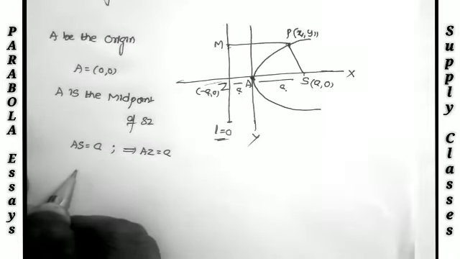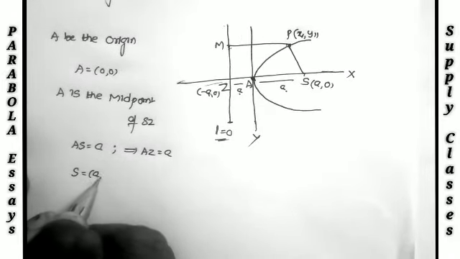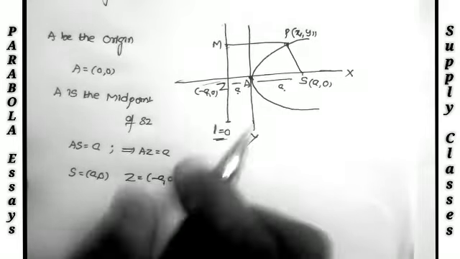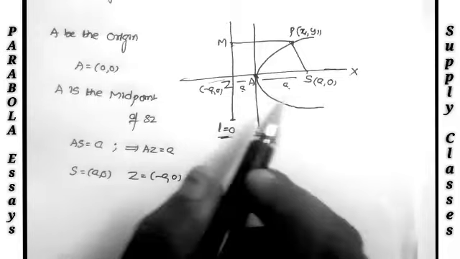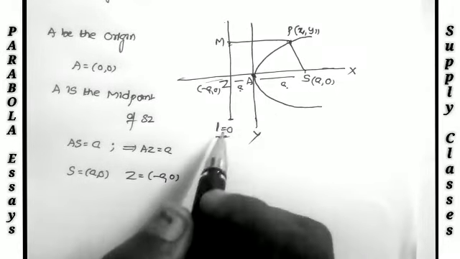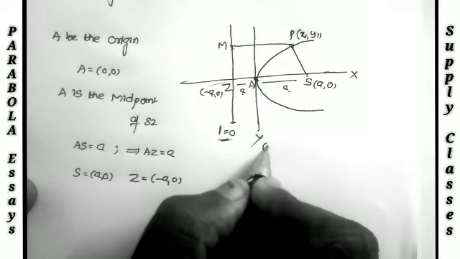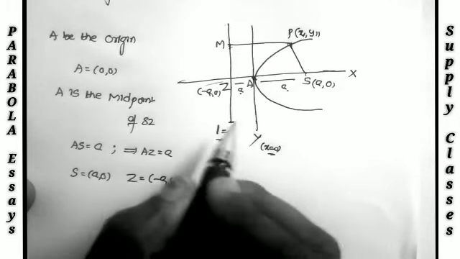Now what are the coordinates of S here? S = (a, 0). And the coordinates of Z = (-a, 0). This is the point, the coordinates of this point (-a, 0), and this is (a, 0). Now what is the equation of the directrix? See here, this is the y-axis, which means the line is x = 0.